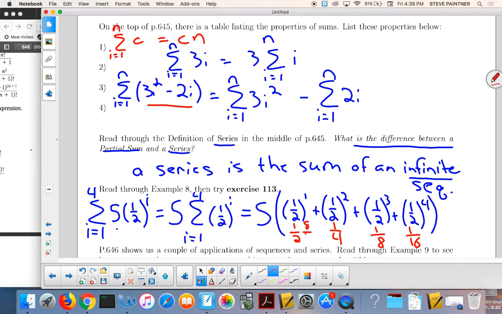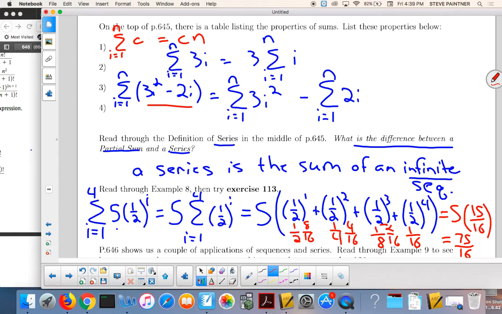1/2, that's like 8/16. 1/4, that's like 4/16. 1/8, that's like 2/16. So 1 plus 2 plus 4, 7 plus 8. So that's going to be 15/16 inside the parentheses there. So 5 times 15/16. And if you multiplied that out, you would get 75 over 16. So that is the fourth partial sum of the series they asked you to find.